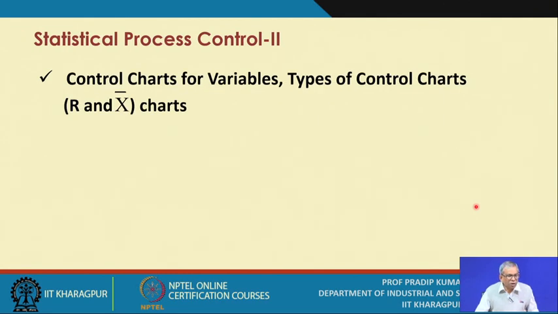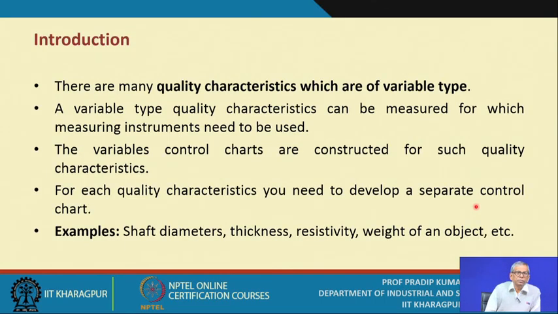Okay. Now, let us first discuss the subtopic in this particular lecture session, that is the control charts for the variables, and particularly the two important control charts I am going to discuss. The first one is the R chart and the second one is the X bar chart. Okay, so let me first discuss some important aspects related to quality characteristics which are of variable type.